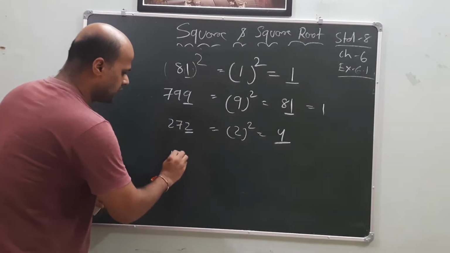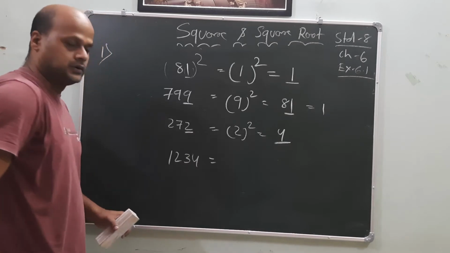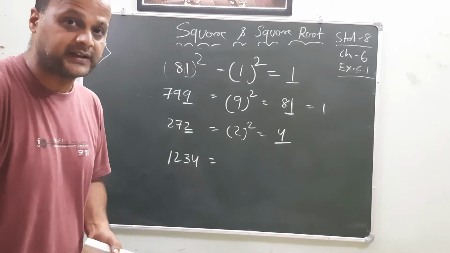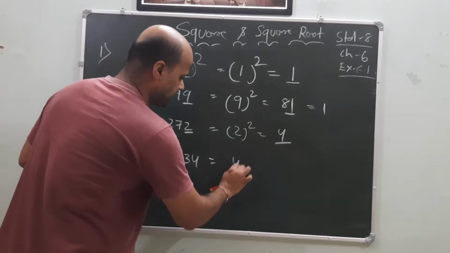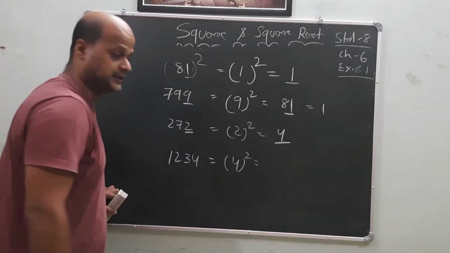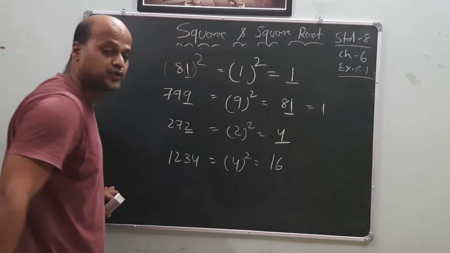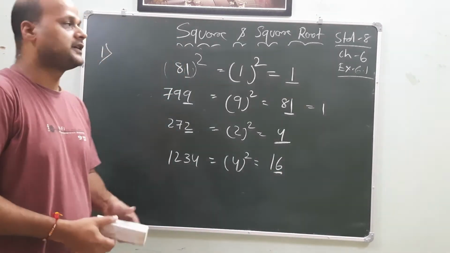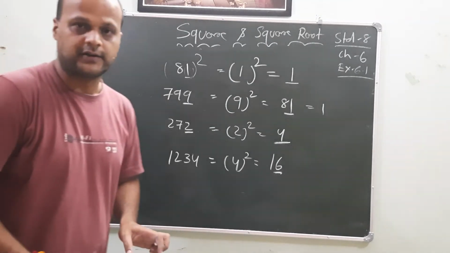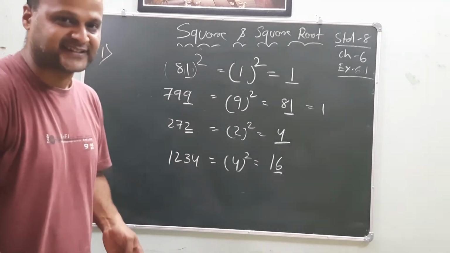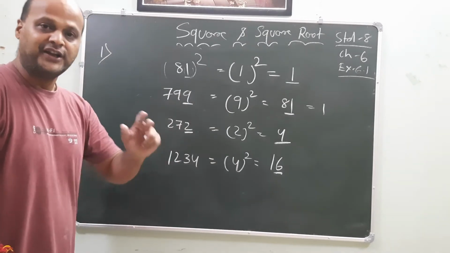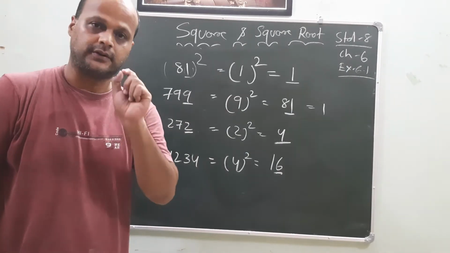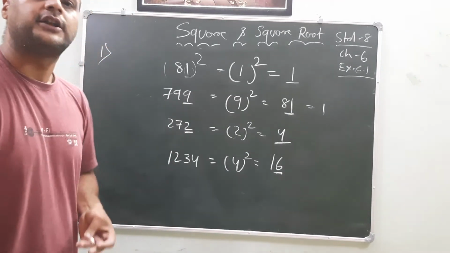Let's go for 1234. Which number is present in unit place? Good, 4. 4 square is how much? 16. Very good. In 16, which one is in unit place? 6 is in unit place. Understood, my dear friends? So this is the first number of exercise 6.1. Let's go for the second number. The rest of the problems you will do by your own, my dear friends. Understood the funda? Now go to the second one.